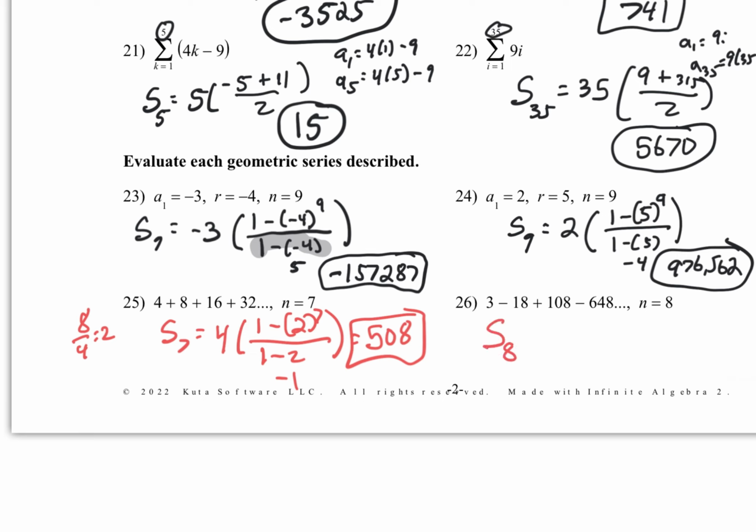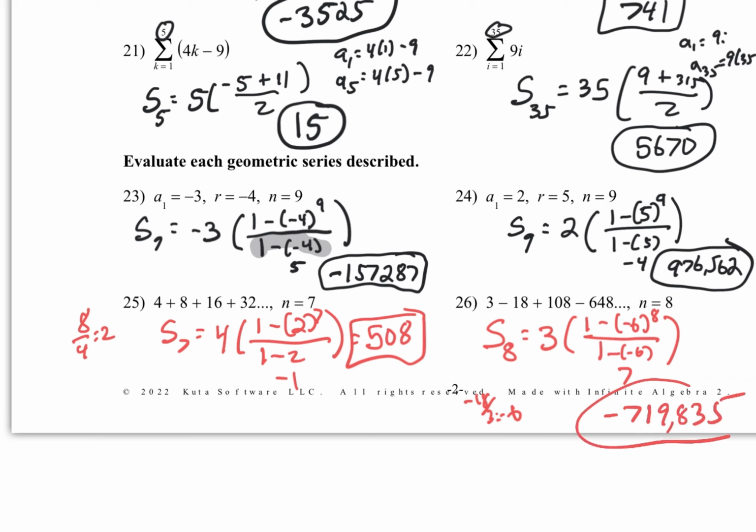And the last one, S of 8, that's going to be our first term 3 times 1 minus my ratio. So negative 18 divided by 3, I think is negative 6. That's going to be negative 6 to the 8th, all divided by 1 minus negative 6. So that's 7. So 1 minus negative 6 raised to the 8th divided by 7 times 3, negative 719,835. There you go.